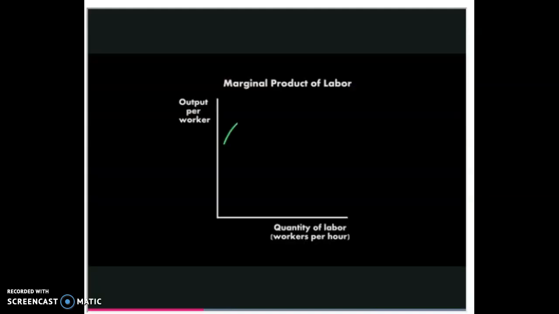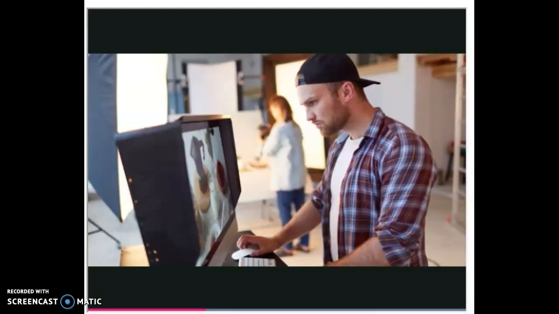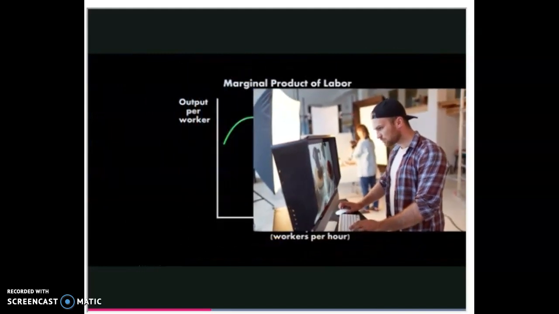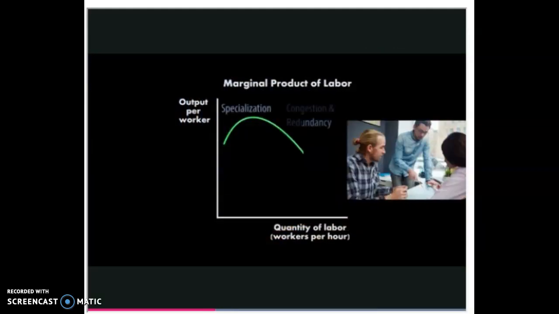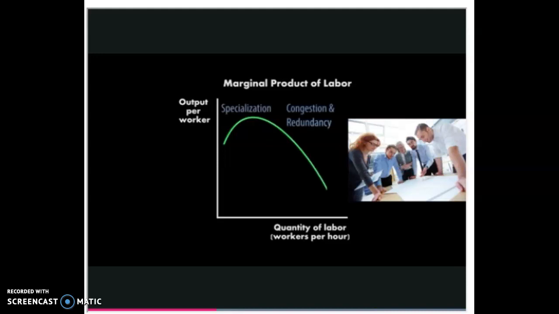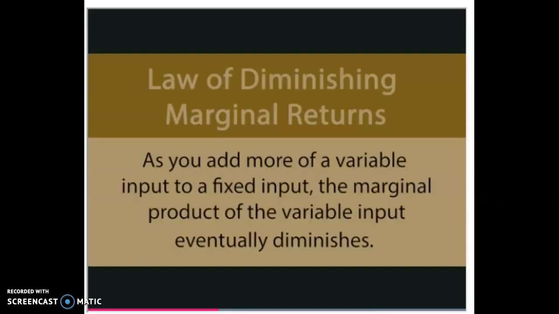This increasing marginal product is possible because an increase in the number of workers allows workers to specialize in particular tasks and improve their productivity. At some point, however, the opportunities for specialization run out, and congestion and redundancy cause the marginal product to decrease. The law of diminishing marginal returns states that as you add more of a variable input to fixed quantities of another input, the marginal product of the variable input eventually diminishes.